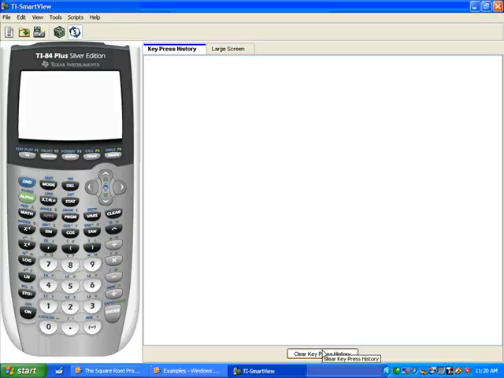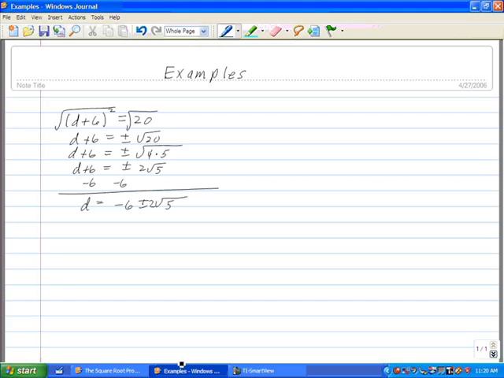Alright, let's look at another example of that type. Let's say that we had 2x plus 3 quantity squared equaling 18. Using the square root property first, I get that 2x plus 3 is equal to plus and minus square root of 18. And again, I want to simplify this.